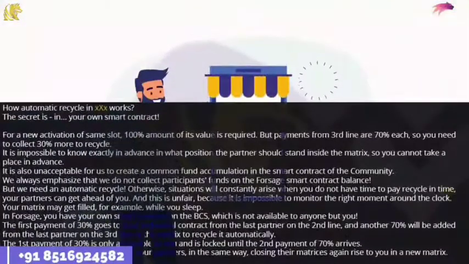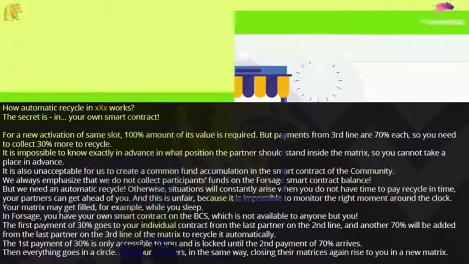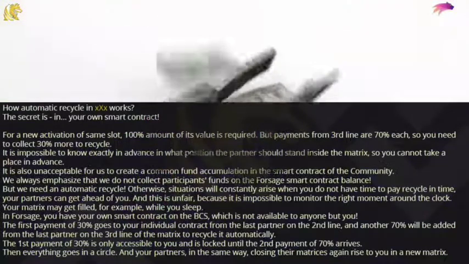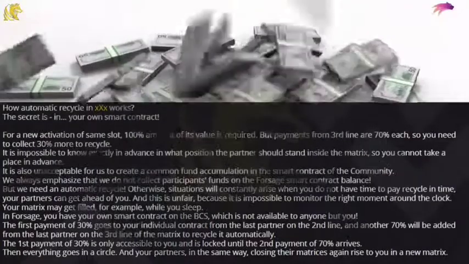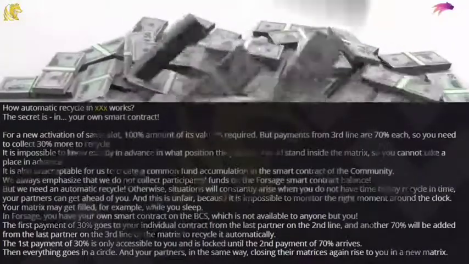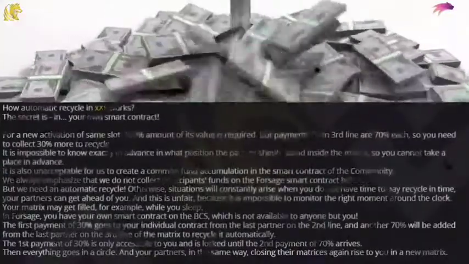The XXX recycle is a little different. It has some secret in the smart contract. For new activation of the same slot, 100% of its value is required, but payments from the third line are 70% each, so you need to collect 30% more to recycle. So it is impossible to know exactly in advance in what position the partner should stand inside the matrix, so you cannot take a place in advance. In this way, all the slots are filled without any bias. The payments are always made fairly.